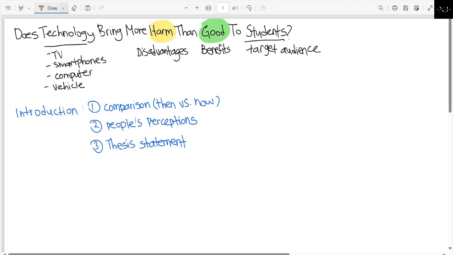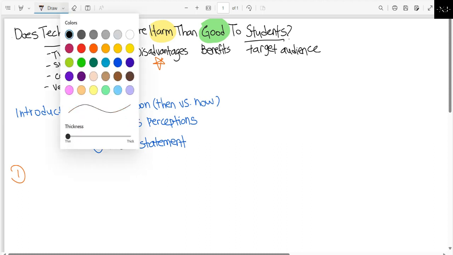Finally, let's dive into our first point, okay? So since we are talking about the disadvantages, meaning that we agree that technology brings more harm than good to students, okay? So what is the first disadvantage? Now, before we look into this, actually, there's another thing I would want you to look at.